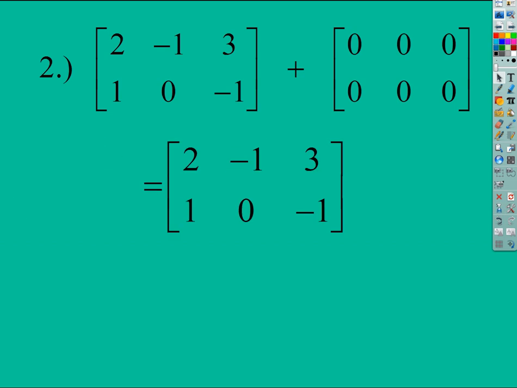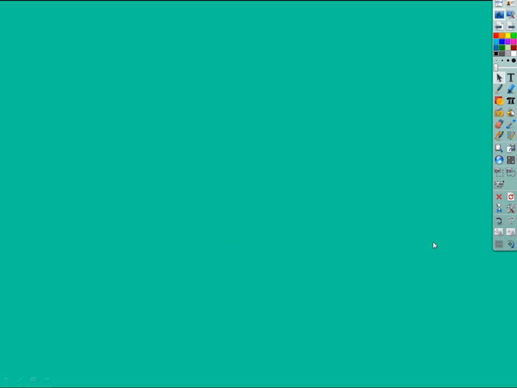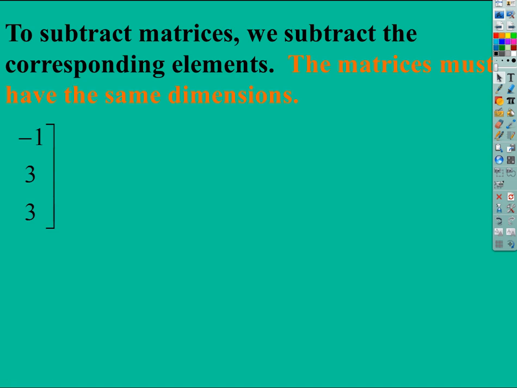So we get the original back, right? Anytime we add a 0 matrix, we get the original back. So that's our 0, our identity matrix for addition. Okay, it's a 0 matrix. To subtract matrices, what do you think you do? It's exactly what you'd expect. If I subtract those two matrices, what am I going to get for my row 1, column 1 element?